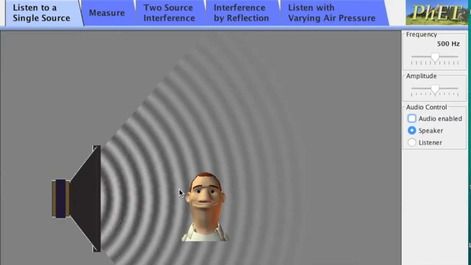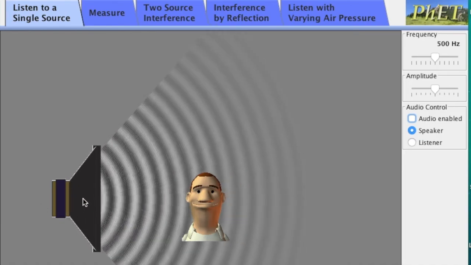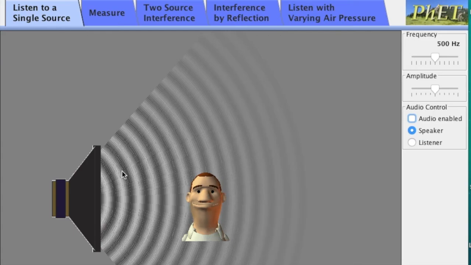I have a little simulation here. I'll post this on the website, but here you can see there's a speaker. The speaker is vibrating. That's how speakers work, by the way. We'll talk about that some more, I think. They just very, very rapidly vibrate, causing the air to vibrate. And here you can see we have longitudinal waves going out to this man here.